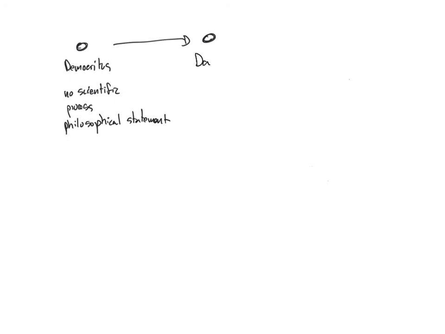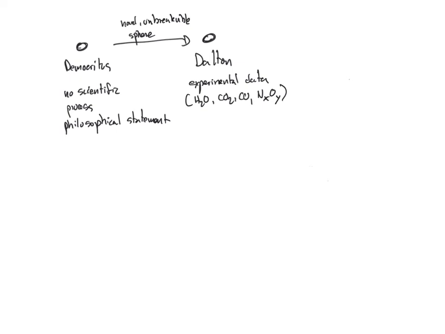Okay. Dalton worked with experimental data. Both of them are a hard, unbreakable sphere. Experimental data with gases, H2O, CO2, CO, and a lot of different combinations of nitrogen and oxygen. All right. So what happened after that?